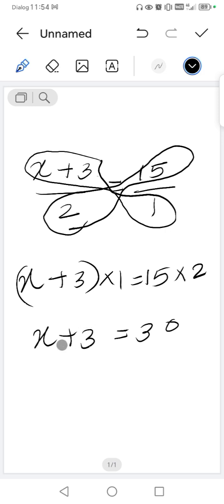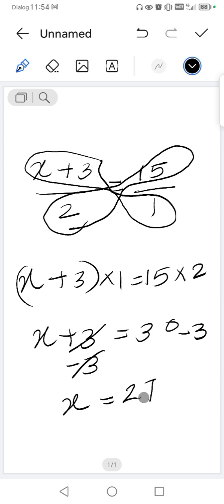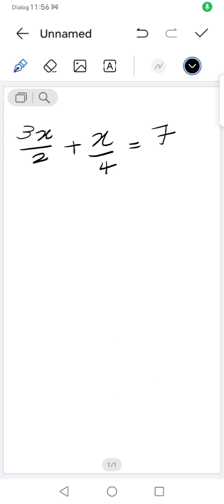Now here it's plus 3, and here it's minus 3. Here also it's minus 3, then only we can get the answer for x. So x equals 30 minus 3, that's 27. It's 27. And we will see some more examples.